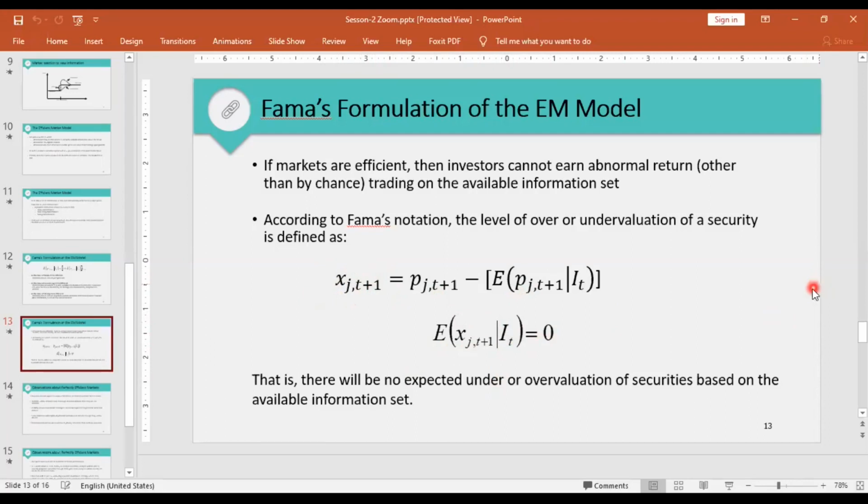In theory, we do not expect a difference between the expected future price and the actual future price. So that is what is suggested by this efficient market model. If the market is efficient, there will not be a difference between the expected price and the actual price in the future.